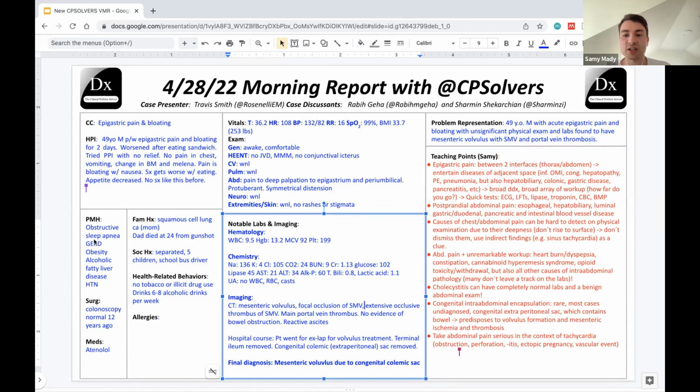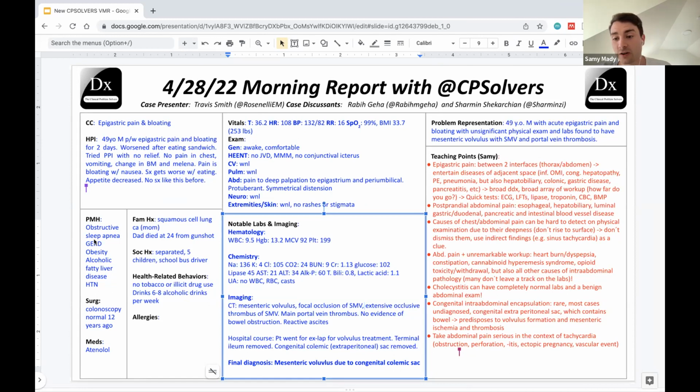Then we had causes of chest and abdominal pain. They can be hard to detect on physical examination because they are deeper in the structures and don't rise to the surface. So we shouldn't dismiss them, and should always use indirect findings. For example, in our case, we had this clue of sinus tachycardia, which made us think about the more sinister etiology.